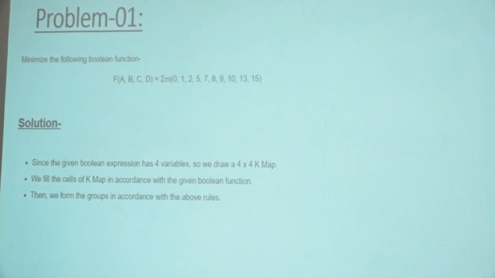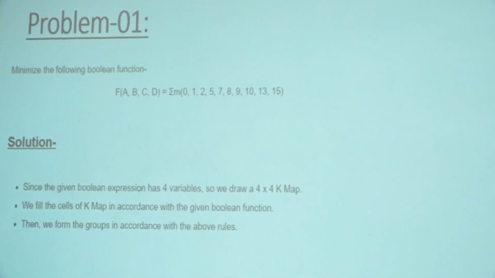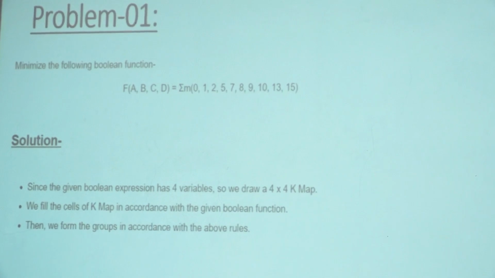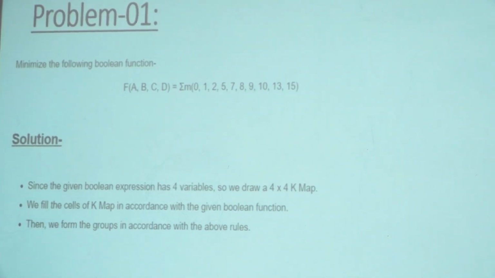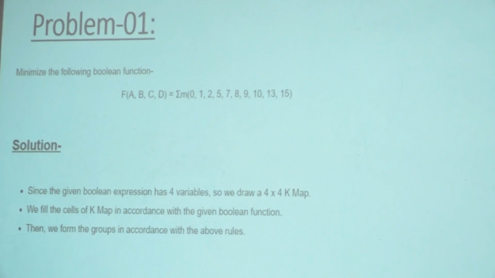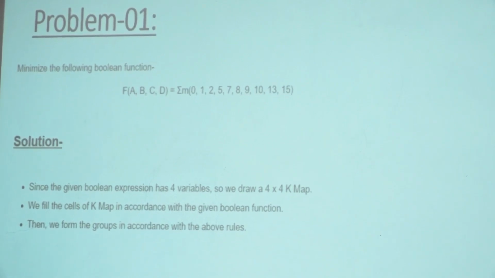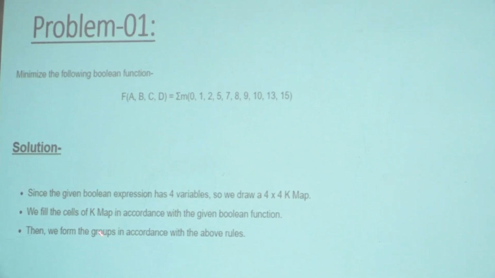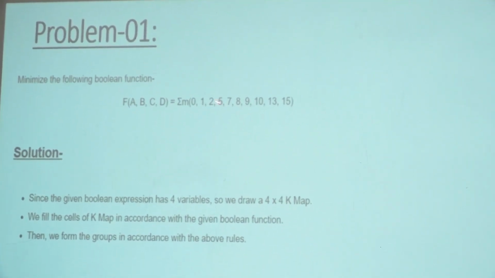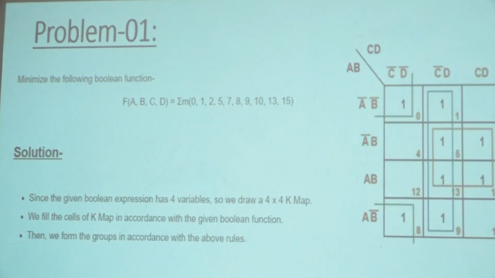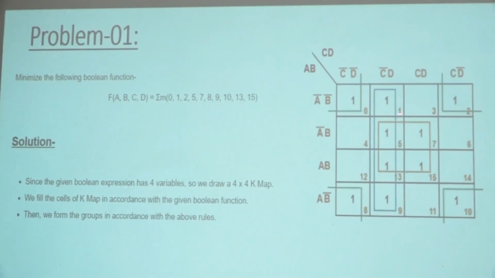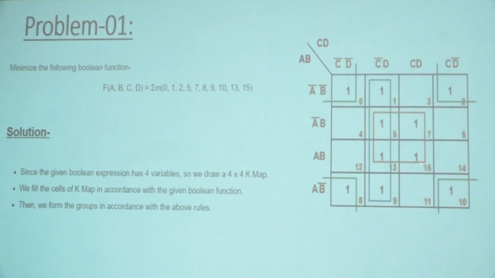Okay, let's look into some more examples. Minimize the following Boolean function. See, this is how you have to represent it in your examinations. f of ABCD is equal to summation of m 0, 1, 2, 5, 7, 8, 9, 10, 13, 15. So what would be the solution? Given the Boolean expression has 4 variables, so we draw a 4 by 4 K-map. We fill all the cells of the K-map in accordance with the given Boolean function, and then we form the groups in accordance with the rules. So this is what I have done: cells 0, 1, 2, 5, 7, 8, 10, 13, 15.